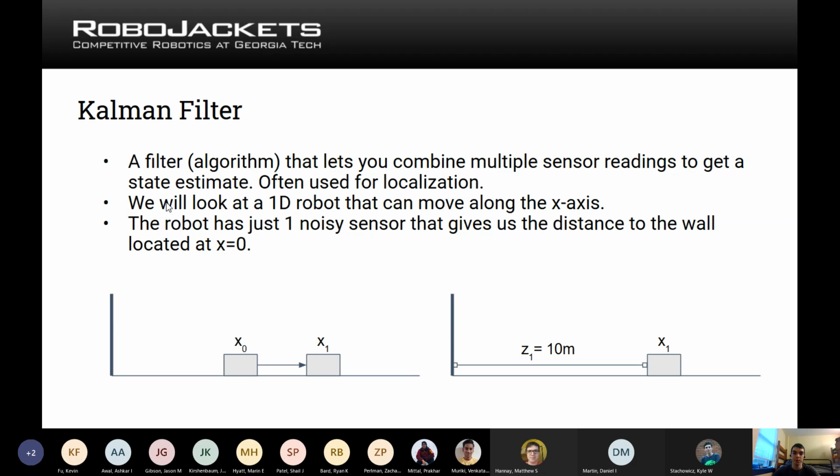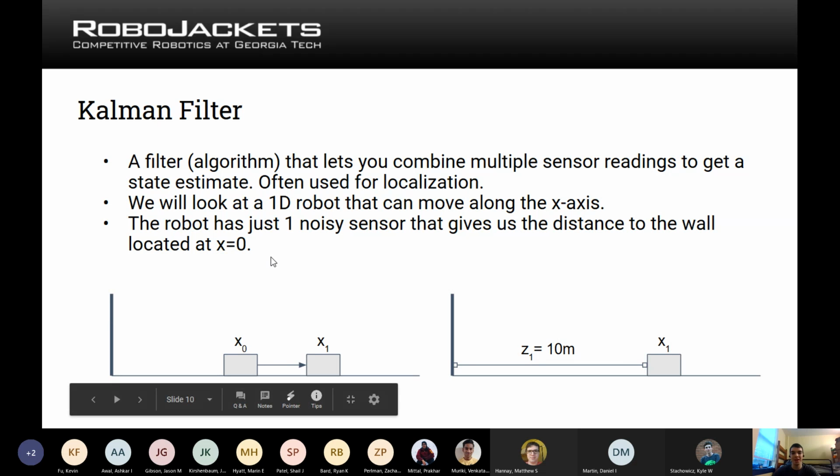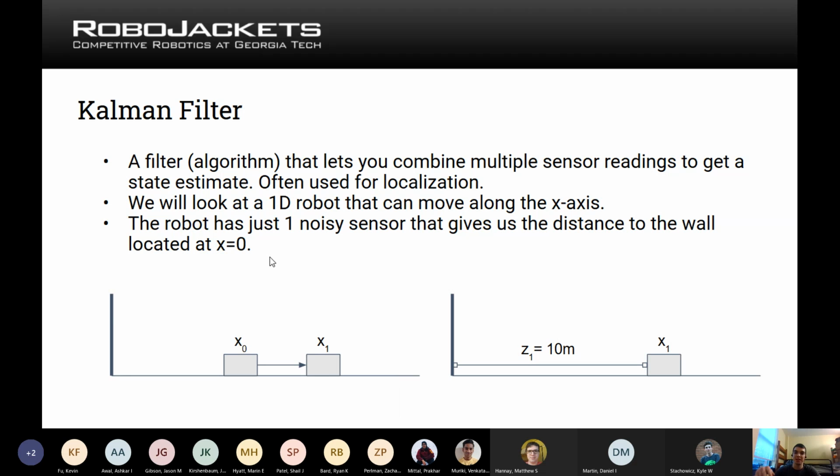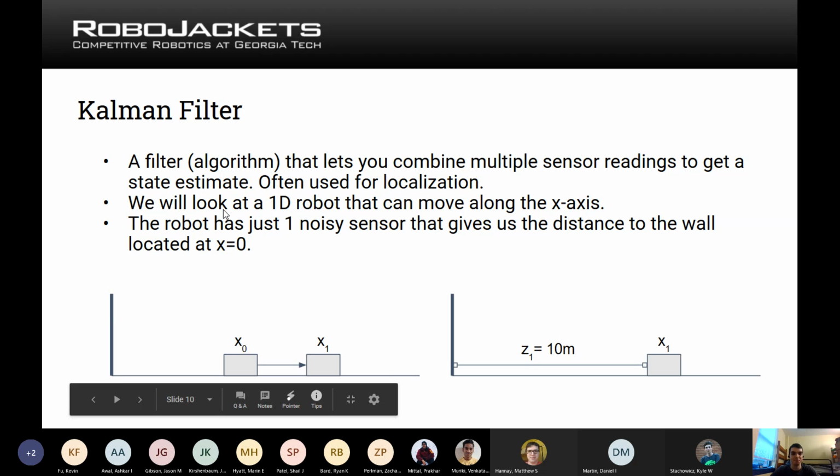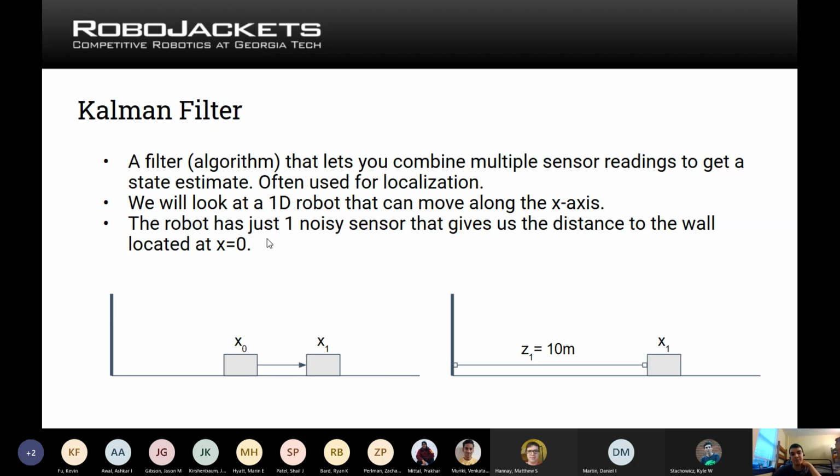So we will look at a 1D robot here. And the formulas I'll present will essentially all expand to 2D robots and, well, to any dimensional space, really. But we will just be talking about 1D just because it's a lot easier to visualize.